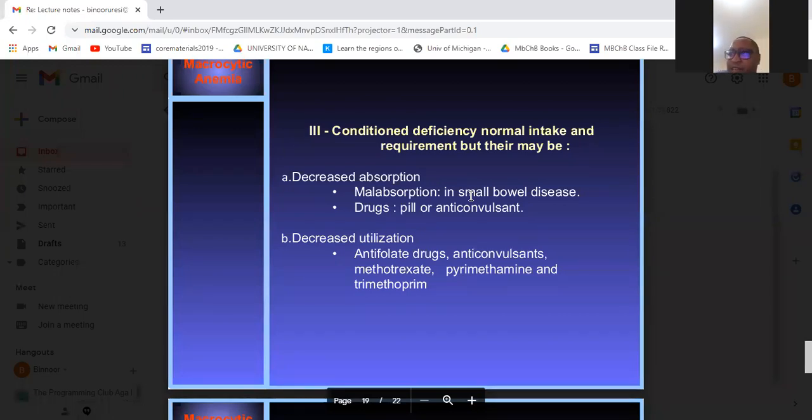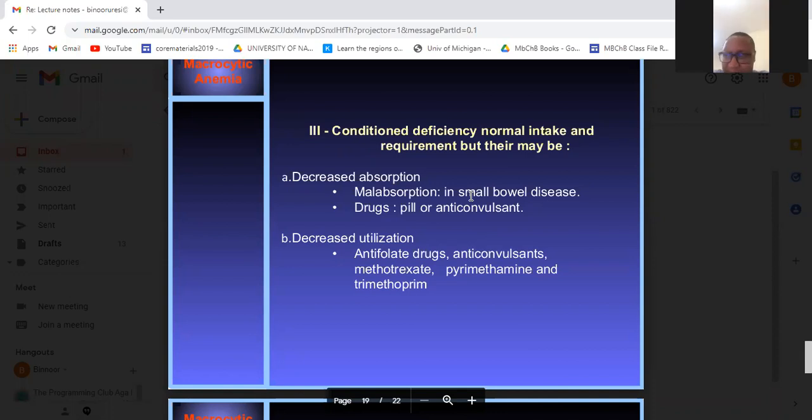Deficiency with normal intake and requirement, but there may be decreased absorption. You are not absorbing properly in small bowel disease, or with some drugs, like pills or anticonvulsants. These prevent absorption. So you're not absorbing it properly, or some drugs are preventing it, or there is decreased utilization.